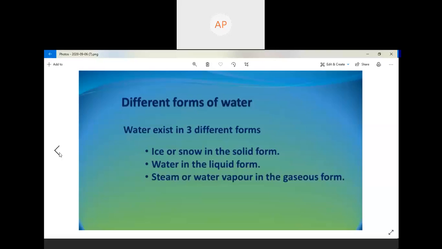Last is the vapor. The gaseous state is the water vapor which is present in air around us. But the only thing is that we will not be able to see it. But water vapor is present everywhere. Sometimes when the cool breeze blows, we can feel the water vapor present in the atmosphere. So these are the three different forms or states of water.